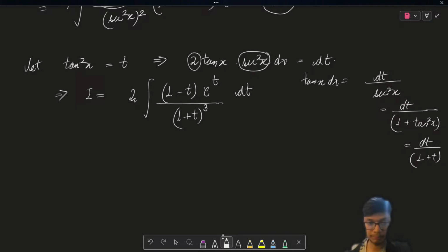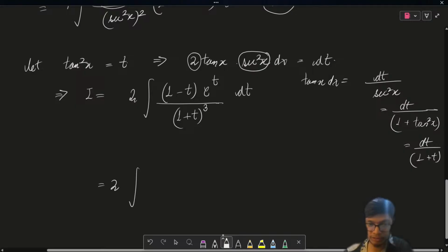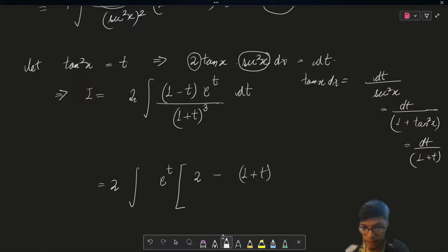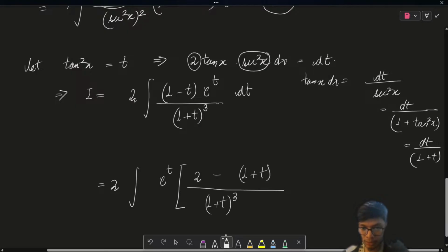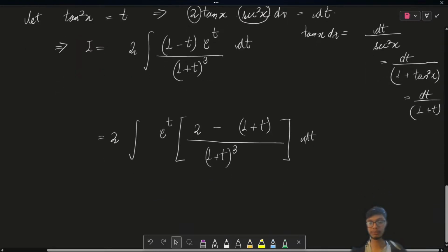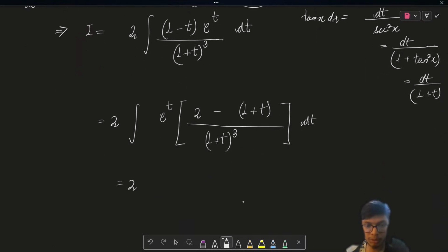So this will now become 2 times the integral of, if I take e to the power t as common, I can make this 2 times (minus 1 plus t). What I'm going to do is separate this numerator in the form of f of x plus f dash of x, and then divide by (1 plus t) whole cube, dt. So this is going to be a form of 2 times.